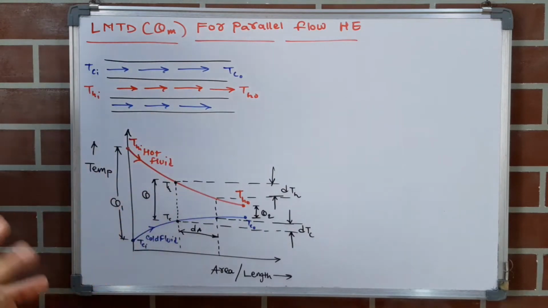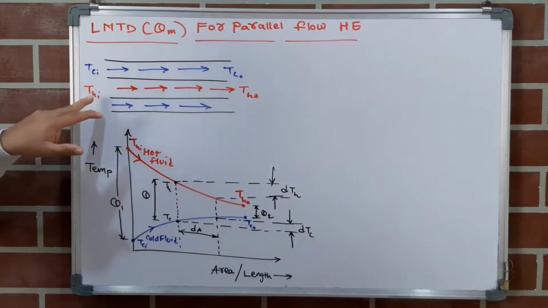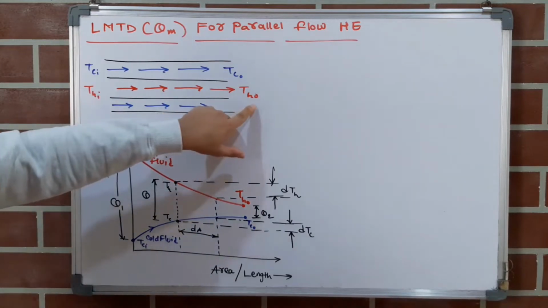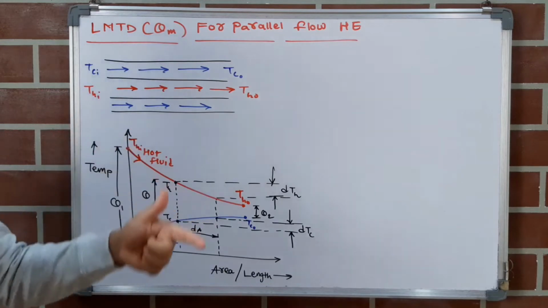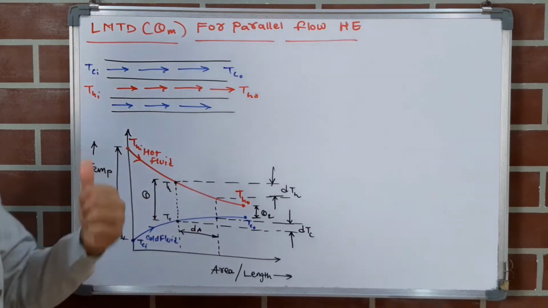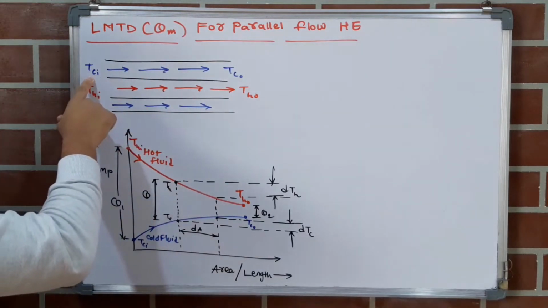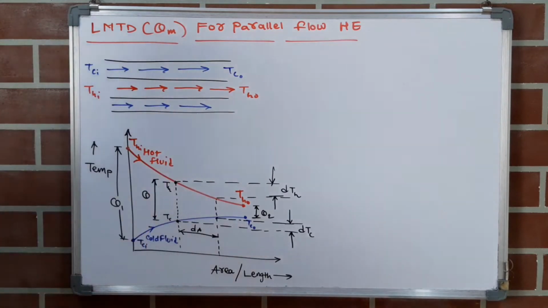We have two concentric pipes. In the innermost pipe we have the hot fluid, and the temperature of the hot fluid at the inlet of the heat exchanger is Thi, and the outlet has Tho. I and O are the inlets and the outlets, and the subscripts H and C represent the hot and cold fluid. And this is the cold fluid. At the inlet the temperature of the cold fluid is Tci, and at the outlet it is Tco.